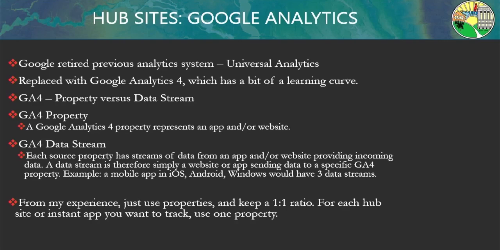From the Esri standpoint, if you want to just track visitors to your hub site or your instant app or something like that, data streams kind of confuse things. So what I've kind of figured out is just keep it one-to-one. With a free Google account, you can have a ton of properties, so it's not really an issue of running into a limitation. For each hub site or instant app you want to track, just create a new property for it. It keeps it clean and organized.